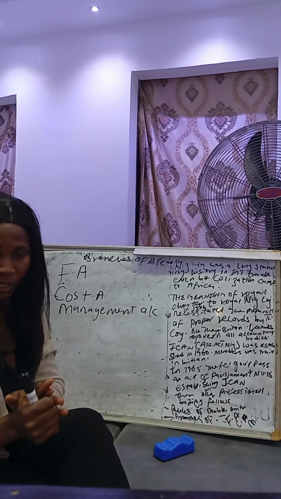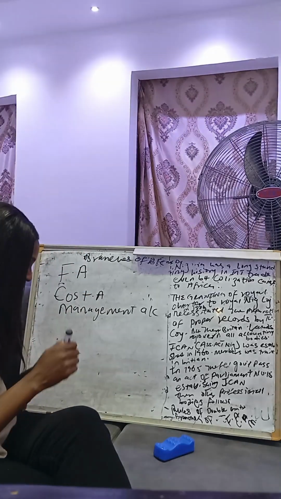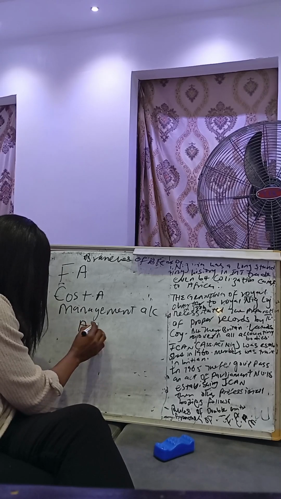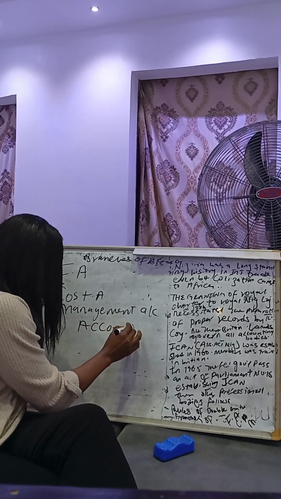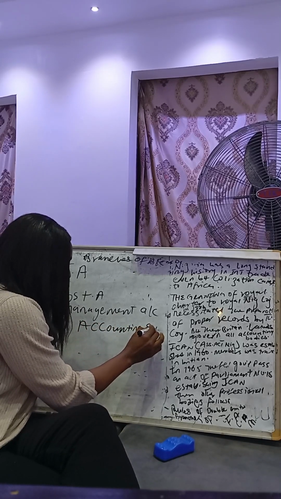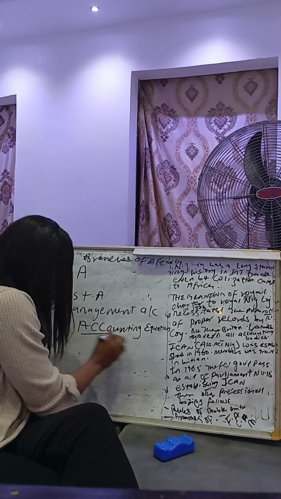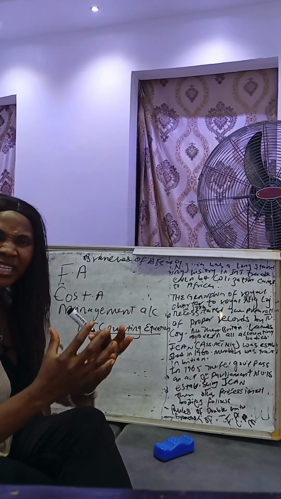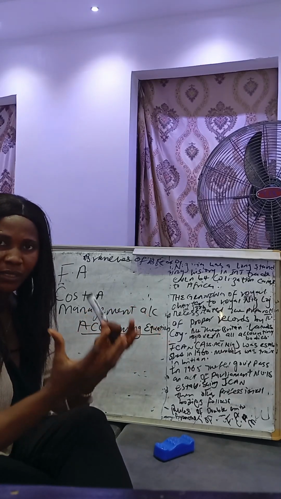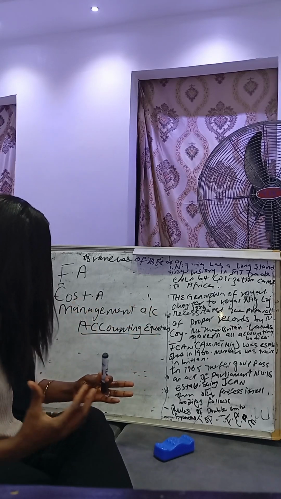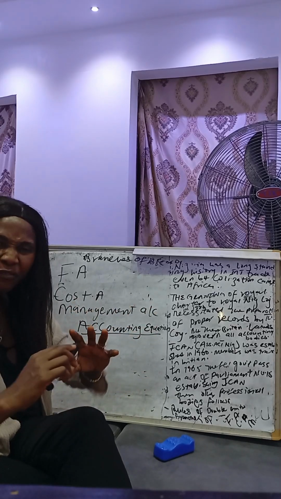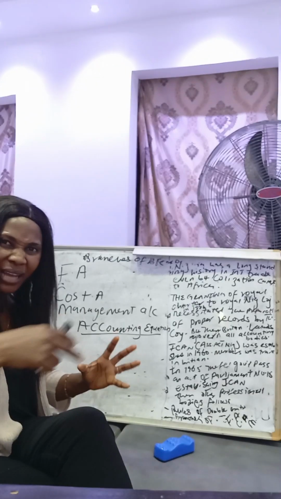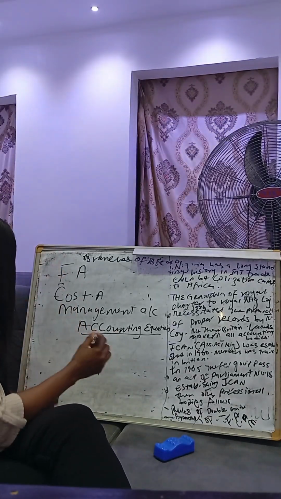Am I understood? So I will round it up this time with our accounting equations. Now, the accounting equation is the fundamental framework around which accounting revolves. I repeat, accounting equation is that framework that governs accounting. There are three basic equations.